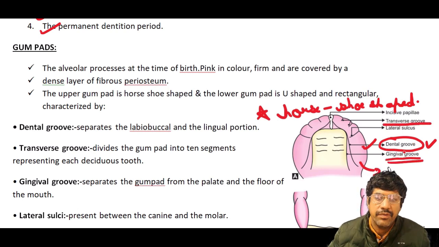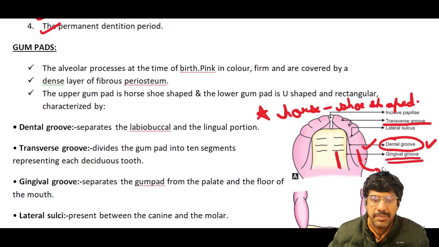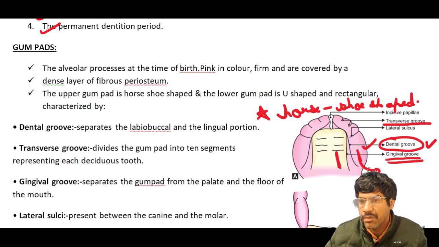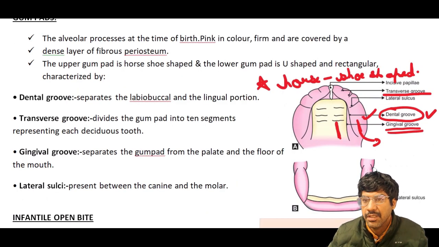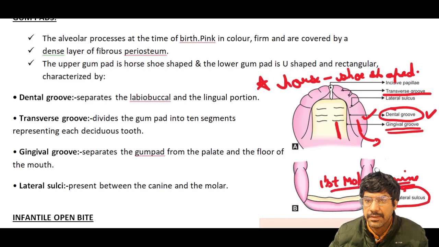What is the gingival groove? It separates the gum pad from the palate and the floor of the mouth. Then there are specific grooves known as transverse grooves. These transverse grooves divide the gum pads into segments, each containing the developing sac of a deciduous tooth. Apart from that, there is a lateral sulcus. The lateral sulcus is found between the canine region and the first deciduous molar region.